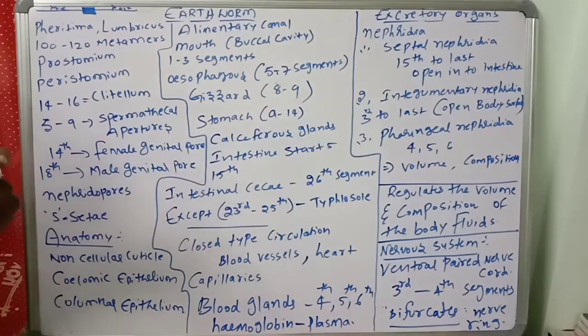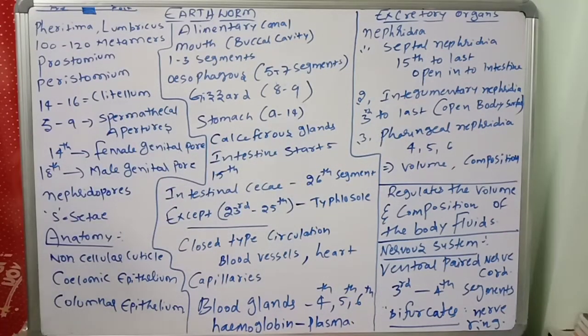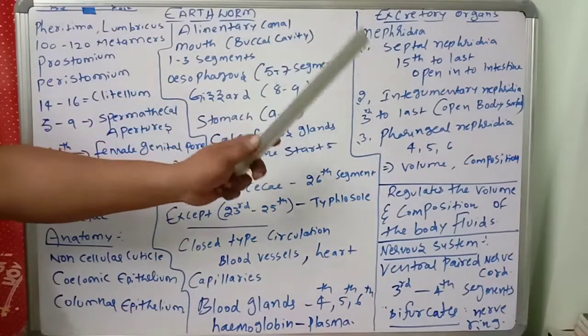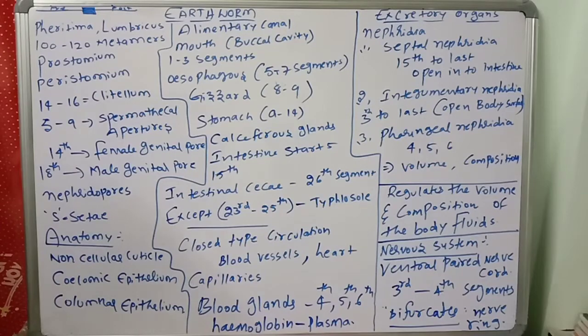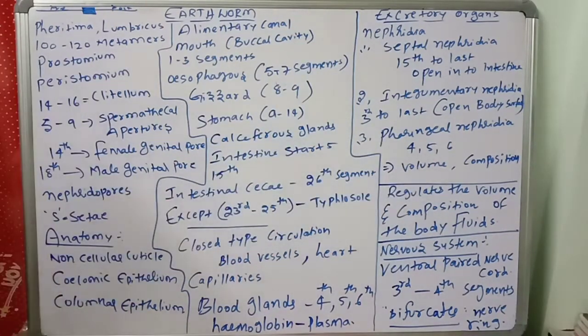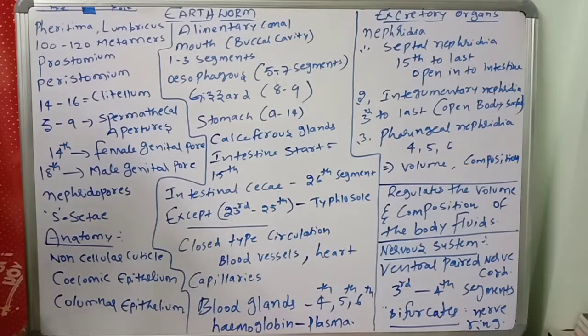Next, pharyngeal nephridia. What are pharyngeal nephridia? In the pharynx region, in the 4th, 5th, and 6th segments. These different types of nephridia are basically similar in structure. The names are different, like septal, integumentary, pharyngeal, but their function and structure are similar. What is the function of nephridia? Regulation of the volume and composition of body fluids.